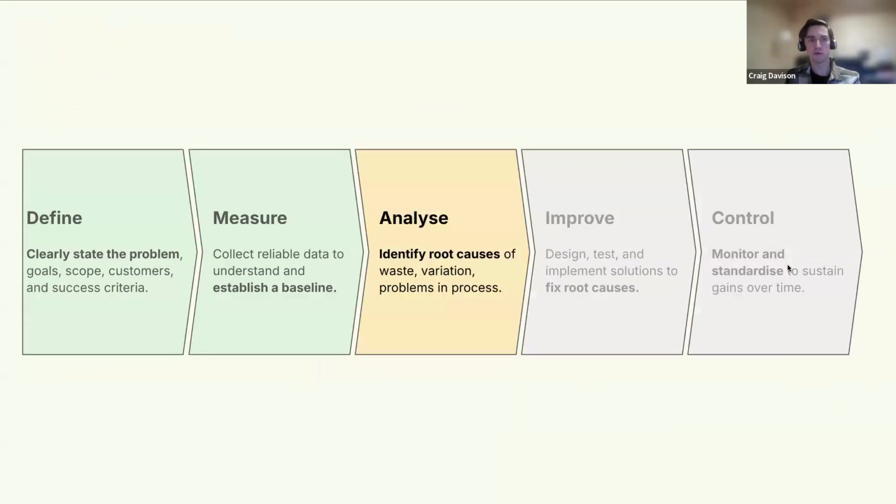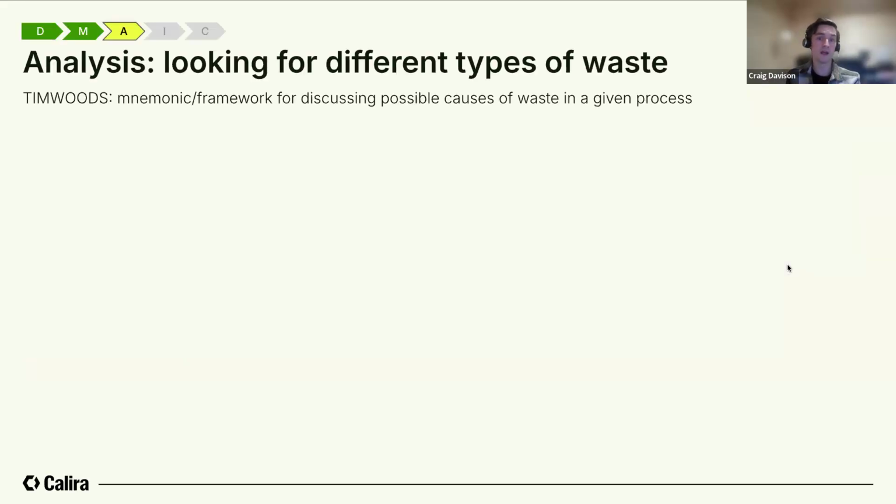So we've defined what we want to do. We have data sources. Now we want to analyze that data. We also at this stage should have spoken to people and observed the problems. So at the analysis stage, it helps to look beyond utilization percentages and ask where capacity is being wasted. TIM WOODS is a useful mnemonic for thinking through different types of waste. It might feel like all of these examples interrelate and interact, which is exactly the point.